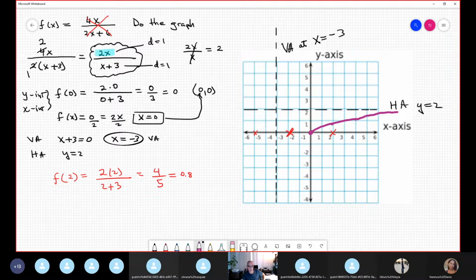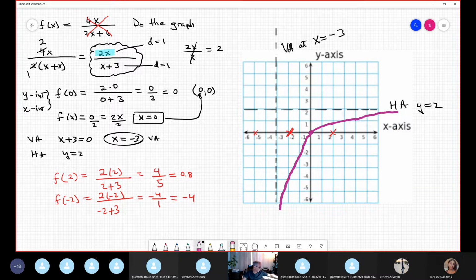And -2, okay, was the other one I selected. f at -2 is 2 times -2 divided by -2 plus 3. It's -4 divided by 1, or -4. And the point is -2, -4. It's here, that point. So using my imagination, the curve passes through this point and approaches the vertical asymptote.